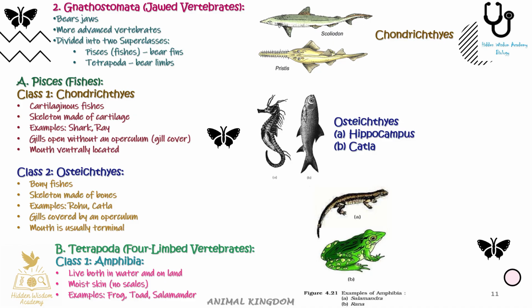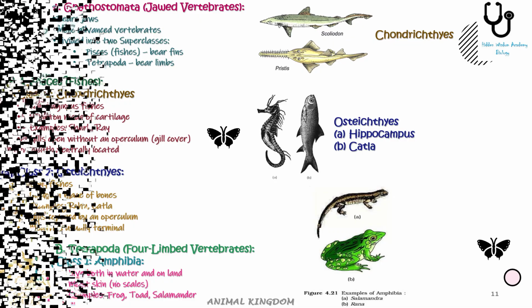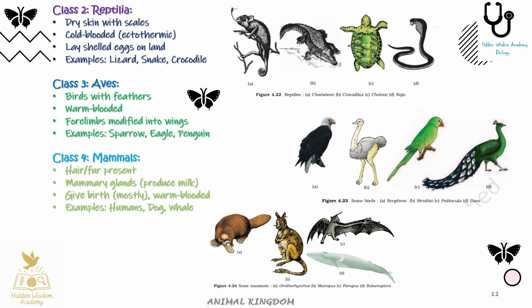Amphibians can live both in water and on land, and their skin is moist and lacks scales. Examples include frogs, toads, and salamanders. Let's move to the second class, which is Reptilia. Reptiles have dry, scaly skin, are cold-blooded or ectothermic, and lay shelled eggs on land. Common examples include lizards, snakes, and crocodiles.